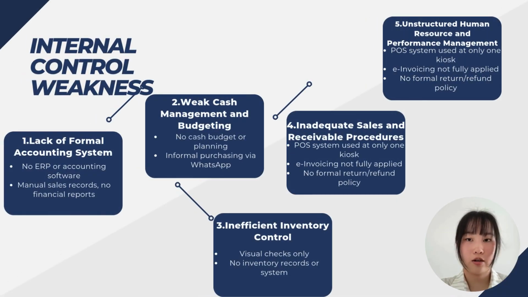Now let's look at their internal control weaknesses. First, the company has no proper accounting system. Sales are recorded manually in notebooks, and financial reports have never been prepared. Second, cash management is weak, and they don't use a cash budget. Third, inventory control is weak. Stock is checked visually, and there are no formal records or inventory software.